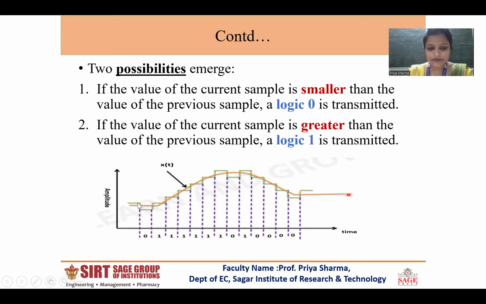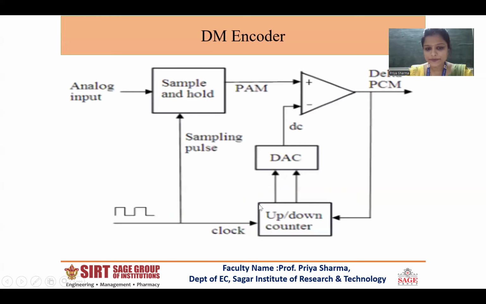You can see from here how quantization takes place. Like the value of this sample is smaller than this sample, so 0 is transmitted. Now the value of this sample is greater than the value of this sample, so 1 is transmitted, and likewise. Coming to the encoder portion, how it is done.